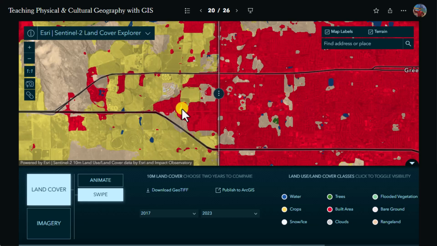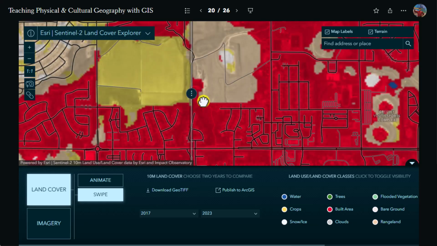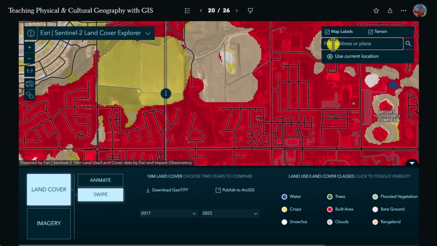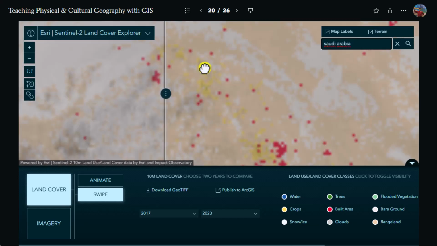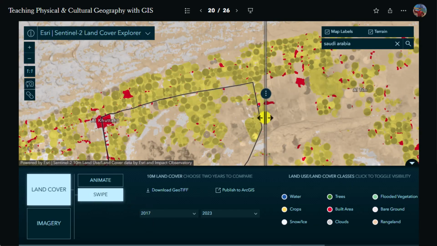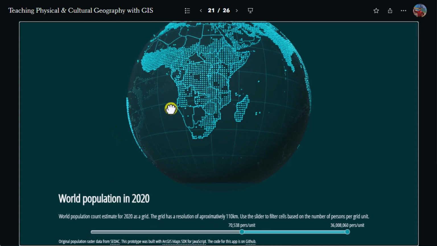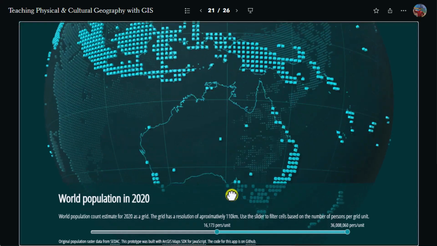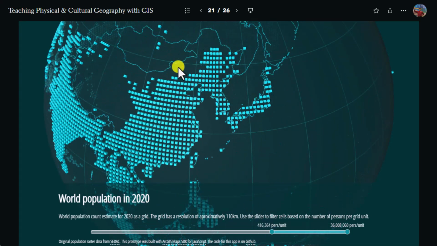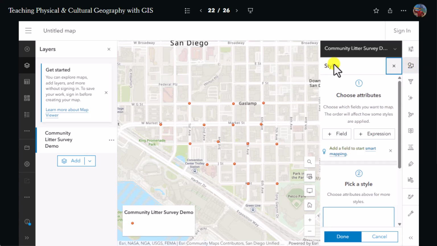Here's an example. Let's examine why certain areas are changing rapidly, other areas less so, and why they are changing in terms of land cover. Let's examine world population density with this 3D globe. Are modern GIS web-based tools intuitive? You be the judge. Let's examine litter in a city center and then form a plan to take action.